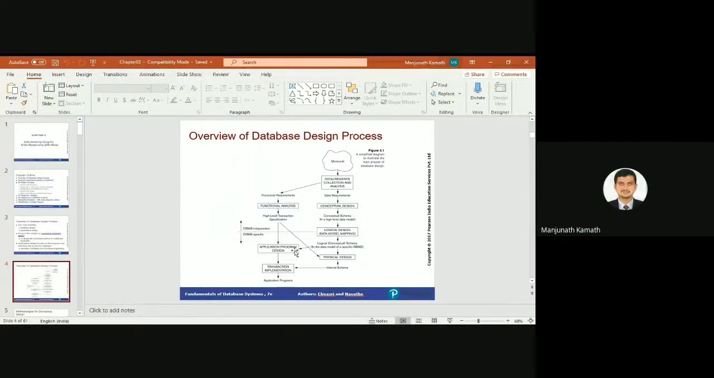High-level conceptual data models for database design. Using high-level conceptual data models for database design. The below figure shows.